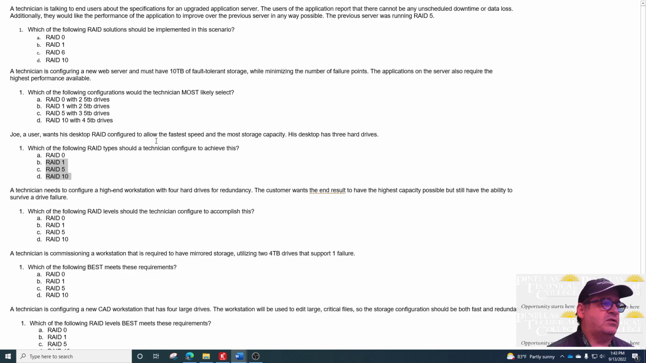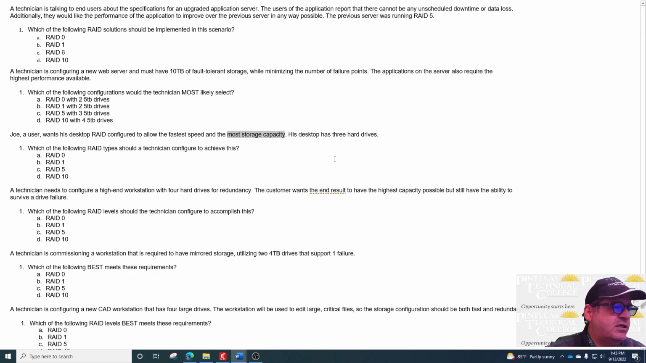But we don't see anywhere up here where Joe says that he's looking for redundancy. He's looking for fastest speed and most storage. And a RAID 0, even though the minimum is 2 drives, we can set up a RAID 0 with 3 drives. That's just the minimum. We could set it up with 6 drives. So the only one that meets his criteria for the fastest speed and the most storage is RAID 0.